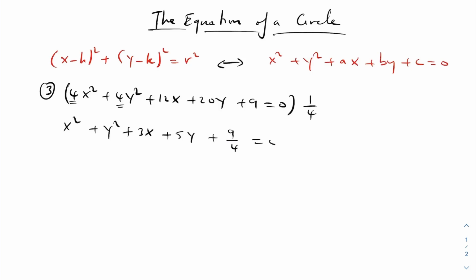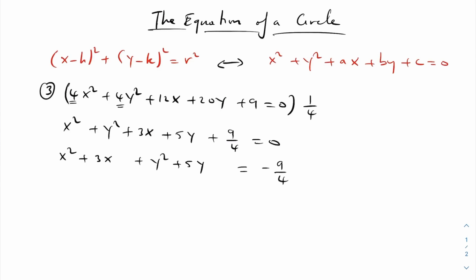Then I'm just going to do the exact same thing I did before. I'm going to put the x terms on one side, x squared plus 3x. Then I'm going to put the y terms on one side, y squared plus 5y. And that's going to be equal to, sending 9 over 4 to the other side, negative 9 over 4. Finally, I can go ahead and complete the square for both x and y.